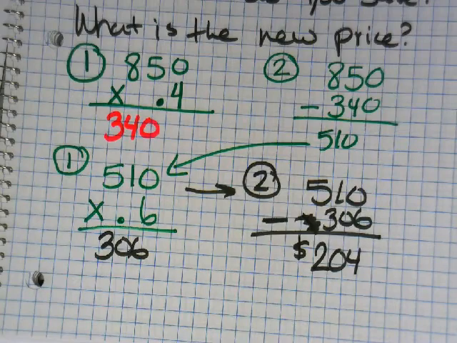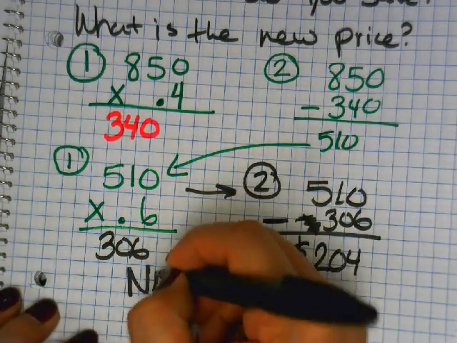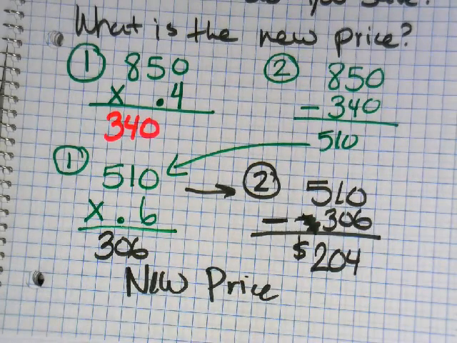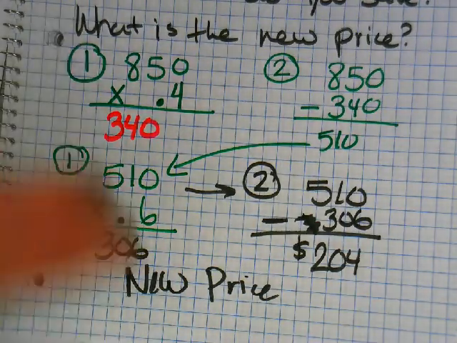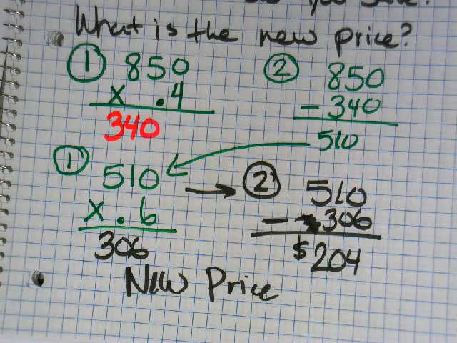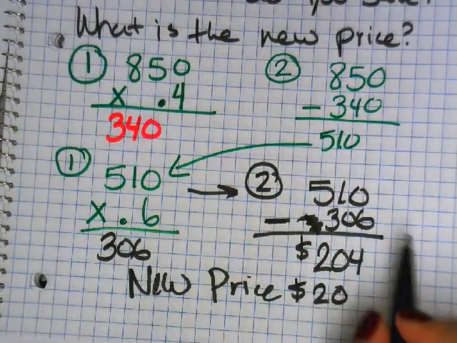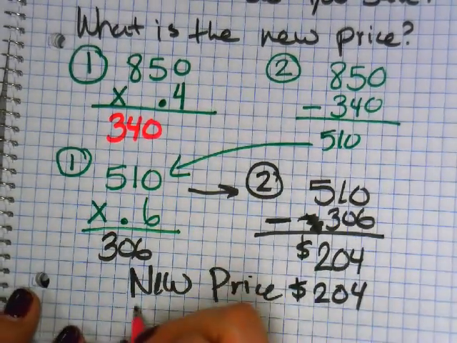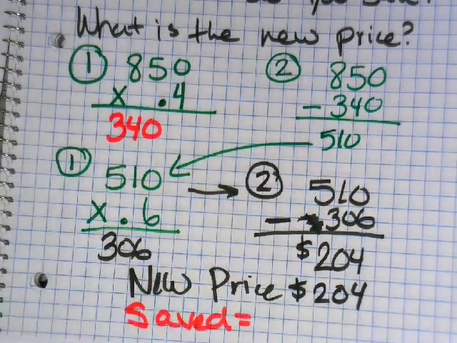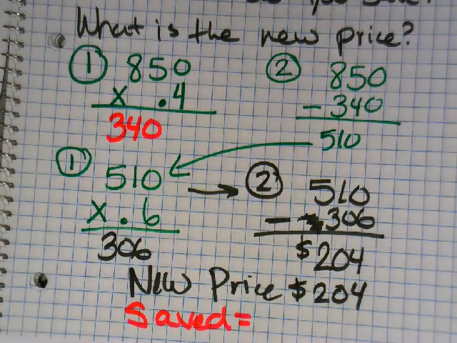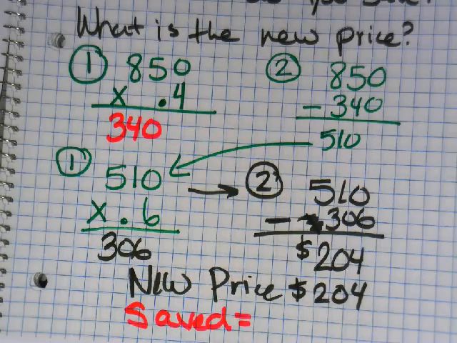So who can tell me what is my new price? Because you did all this work, but then some of you don't really know what these numbers actually mean. So what's the new price of my 70-inch TV? 204. Good. Now, can someone tell me how much did I save in total? How much did I save all together?